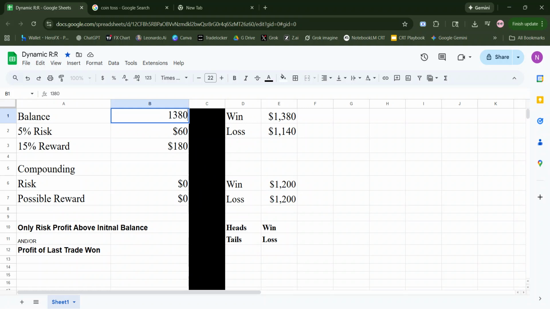So because our profit was at 180, that's what we're risking. We're not risking the whole 1,000. We're not risking the whole 380. We're risking 180. Okay, so that's what we're risking. We risk all the profit, right? So I'm going to risk 180 to get 540.